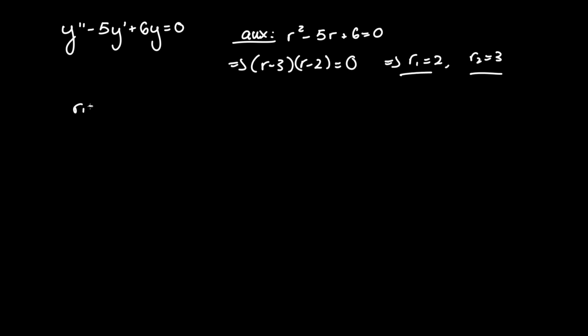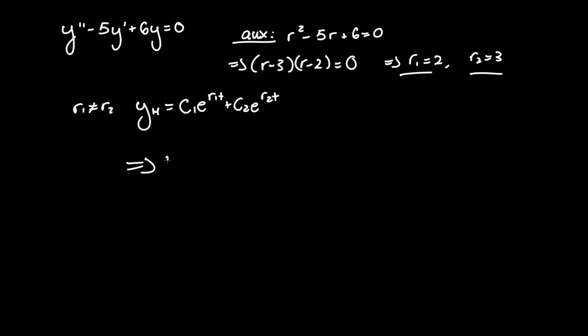So this is a case in which r1 doesn't equal r2, where we have our expression y homogeneous equal to c1, a constant to allow for a degree of freedom such that there are infinite solutions, e to the r1t plus c2 e to the r2t.